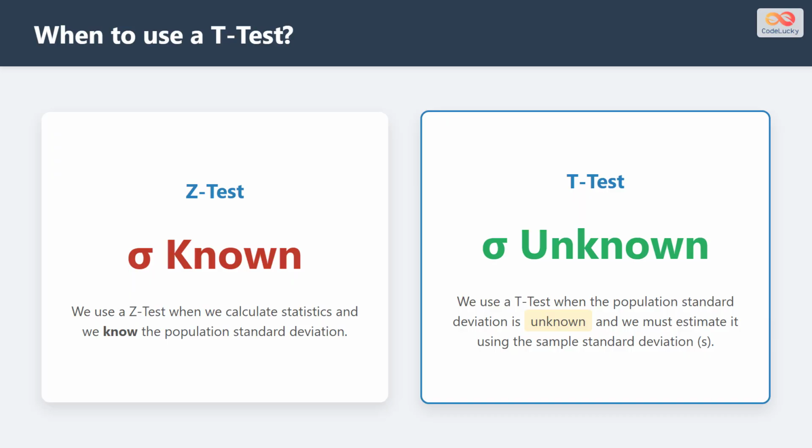So, when do we use a t-test instead of a z-test? It comes down to one key question. Do we know the population's standard deviation? If we know sigma perfectly, we use a z-test. But in reality, we almost never know the true standard deviation of an entire population. Instead, we have to estimate it using our sample data. When sigma is unknown, we must use the t-test.